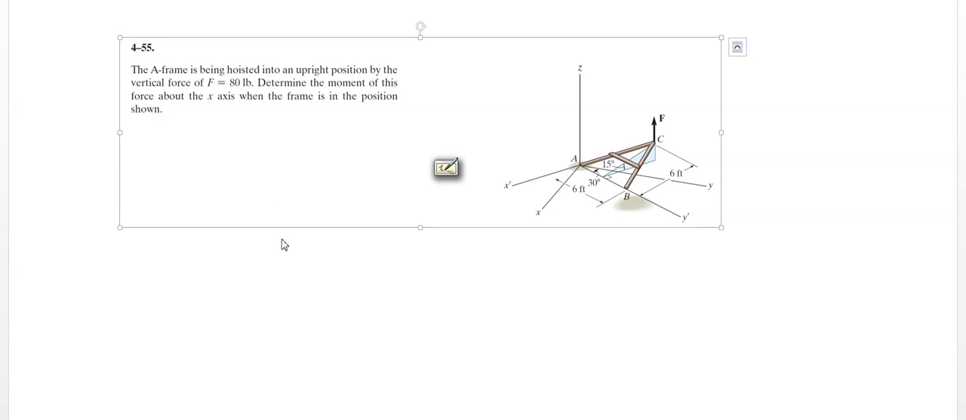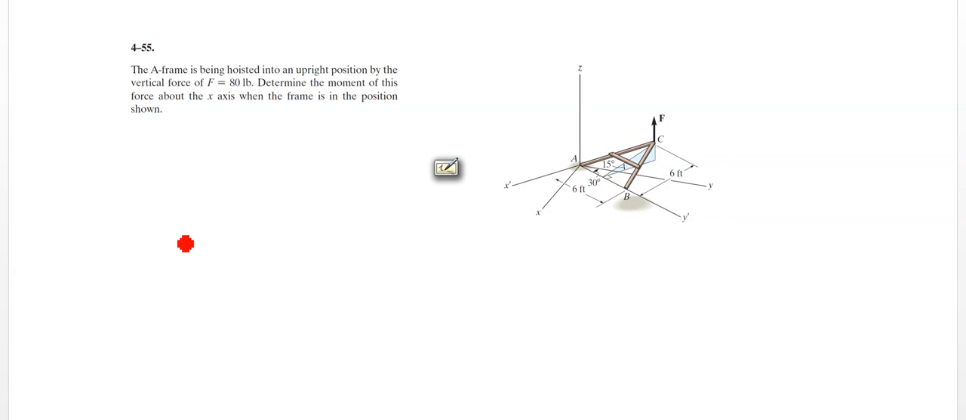Okay, we're going to work through homework problem 455. We have a couple things going on here. We have this A shape that we're lifting with a force here, 80 pounds. We also have the normal X, Y, Z axis, and then we're also rotating about that to this X prime. X prime is here, and Y prime is here, and that's a 30-degree rotation about that. So that's probably where you might be running into some trouble with this problem.